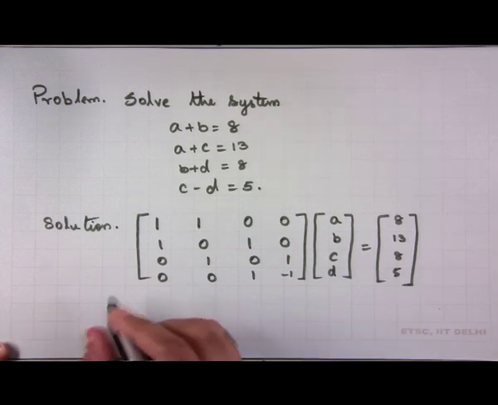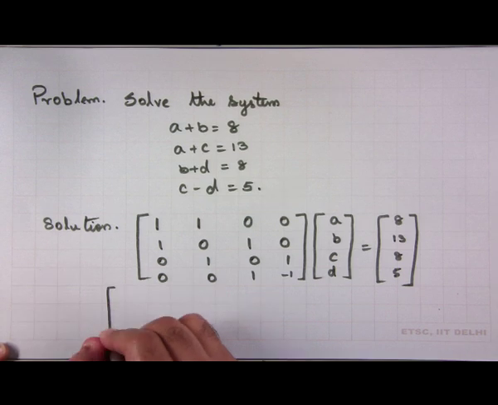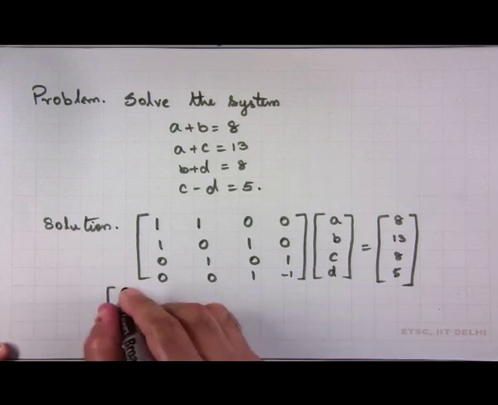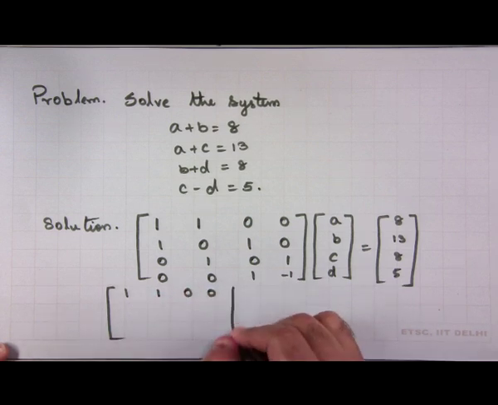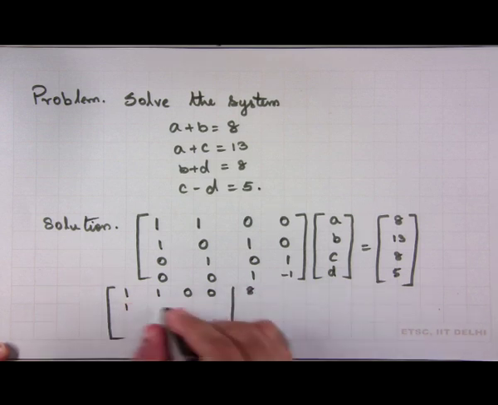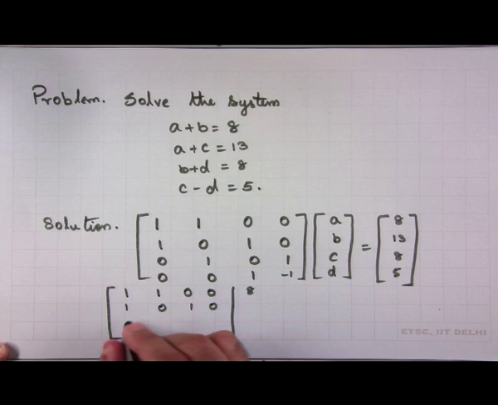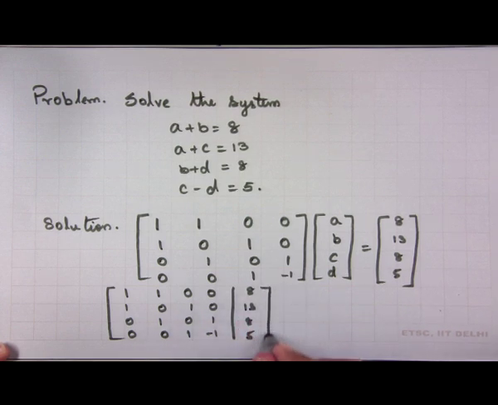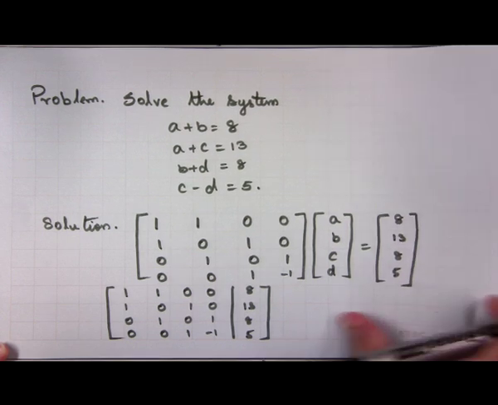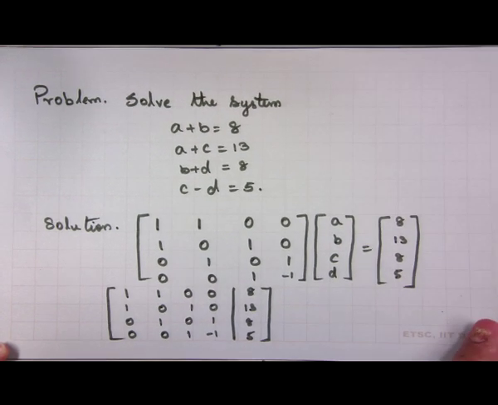Let us write down the augmented matrix of this: 1 1 0 0 augmented with 8, 1 0 1 0, 0 1 0 1, 0 0 1 minus 1, augmented with 8 13 8 and 5. Now, let us try to convert this into its RRE, so only the coefficient matrix part.